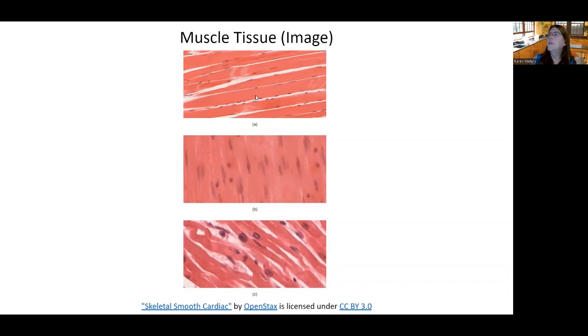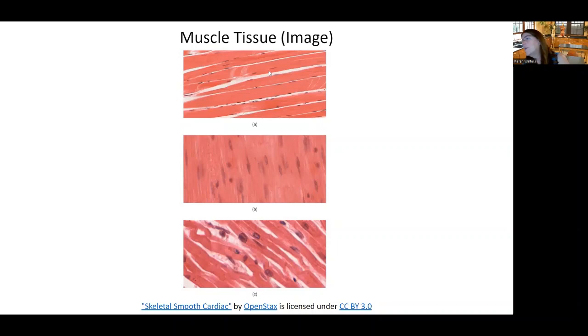Well, at this magnification and without looking a little bit closer, you might have a little bit of trouble. But you see how these long fibers are arranged in nice cylinders? And there's lots of nuclei right on the periphery of those cylinders. If we could look in a little closer, you'd probably see the striations. So this is skeletal muscle on the top.